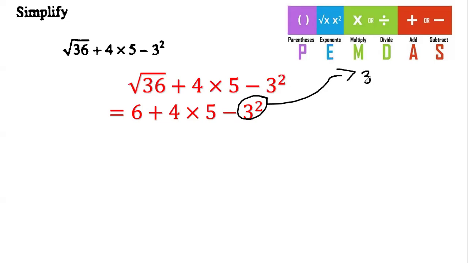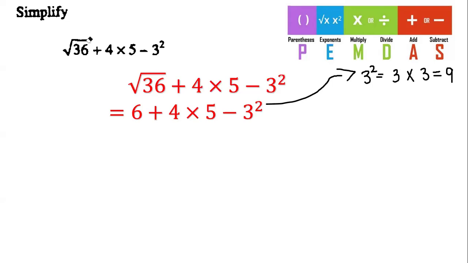Because 3 squared is 3 times 3. Very good. 3 times 3 equals 9. And what is 3 times 3? 9. Very good. So we have to do that one because that is an exponent. We always do exponents before we multiply.